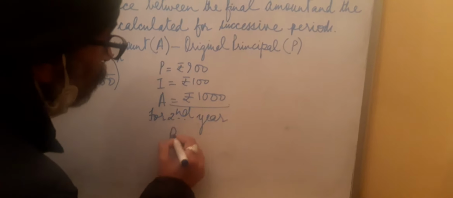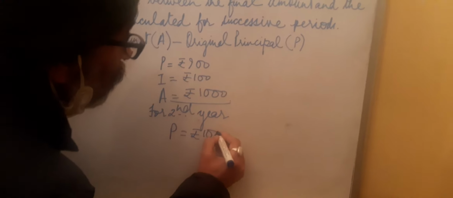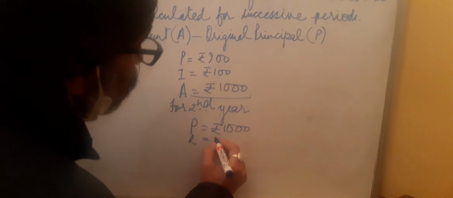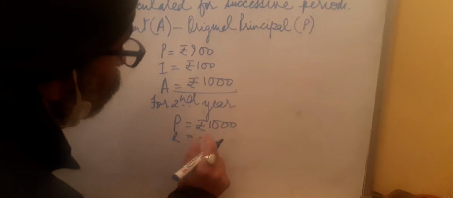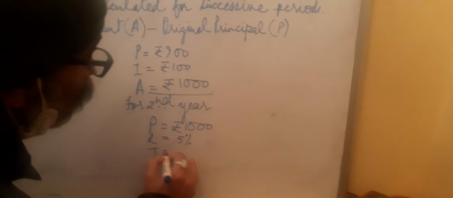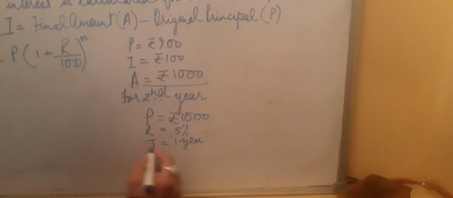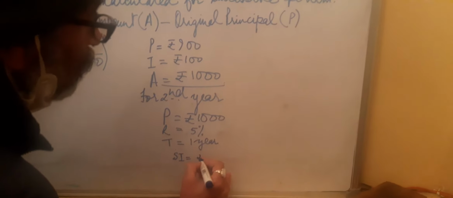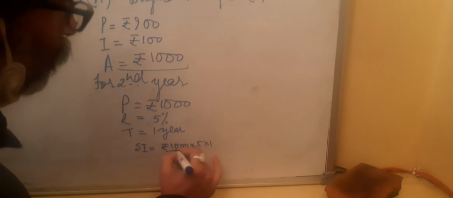For the second year, the principal will be rupees 1000. Rate of interest, suppose, is 5%, and time we will take again as 1 year, because we have to calculate the interest for successive years. So in this case, SI will be equal to PRT, that is rupees 1000 multiplied by 5 multiplied by 1 upon 100, and SI for the second year will be equal to rupees 50.